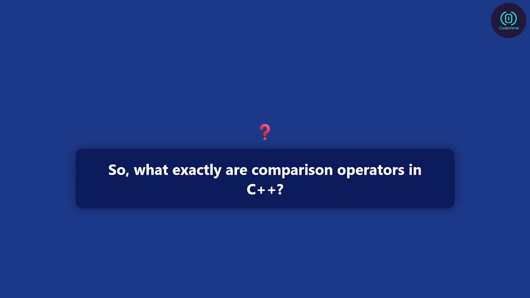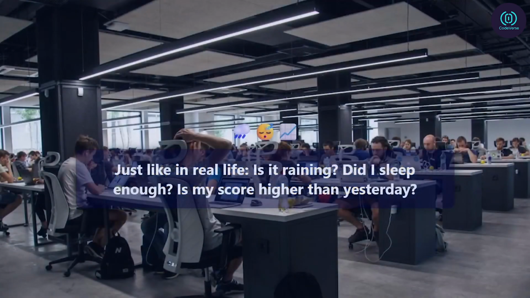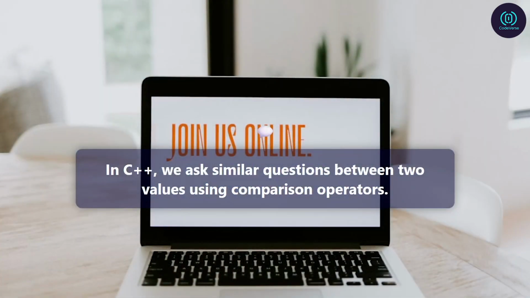So, what exactly are comparison operators in C++? Simply put, they're the tools your program uses to ask questions and make decisions. Just like you might wonder in real life, is it raining today? Did I get enough sleep? Is my score higher than yesterday? In C++, we use comparison operators to ask similar questions between two values.